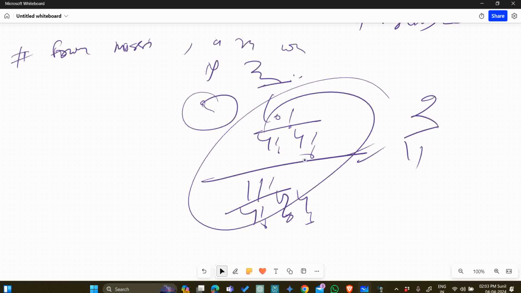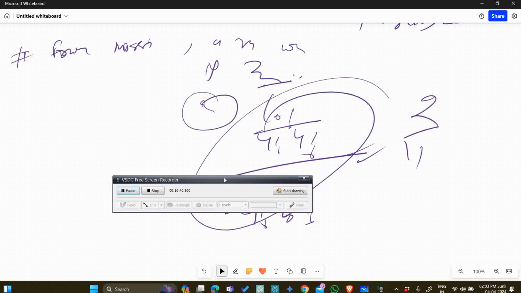Next topic we will discuss is six categories of permutation constraints. All right. So one is starting with, ending with, not starting with, and so on.